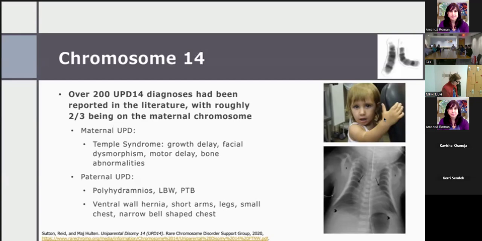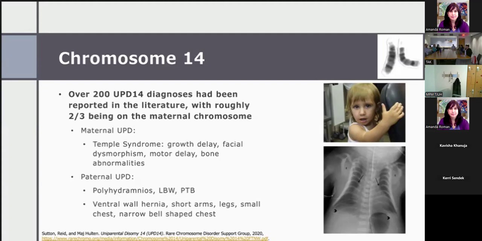What we see is a broad, prominent forehead, a short nose with a flat nasal root and a wide tip, downturned corners of the mouth, and micrognathia. Additional features also include childhood onset central obesity, premature puberty, and variable bone abnormalities.